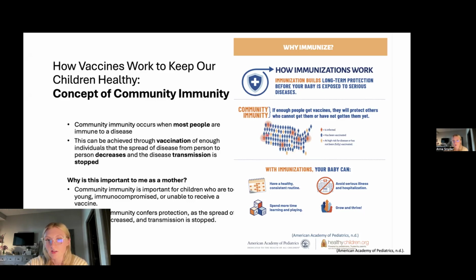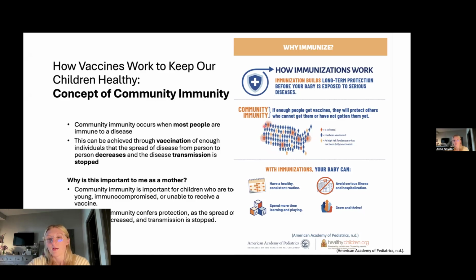the majority of individuals are blue. So those are people who have been vaccinated. And for this infected person here, this red individual, they're surrounded by enough blue individuals who are vaccinated that the likelihood of them spreading this disease to one of the yellow individuals is decreased.